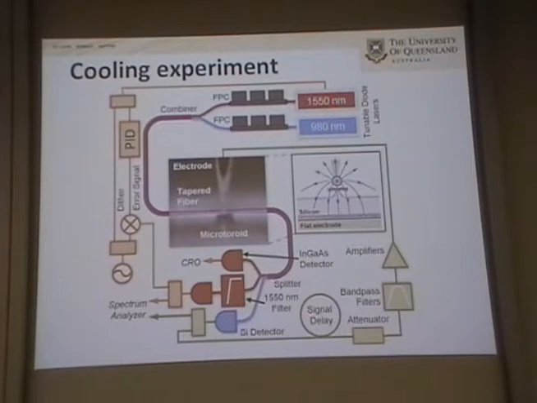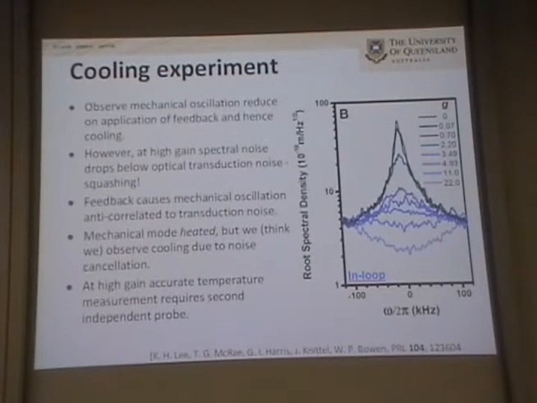We've got two lasers, one at 1550 and one at 980 nanometers. I'll talk about why we have two in a minute. We couple them into the toroid and we detect its motion with both of them. We take the 1550 nanometer signal and we feed that back. We take the 980 nanometer signal and we feed that back through a delay line onto the electrode, which then acts to damp out the motion, the Brownian motion of the toroid. So this is what you observe on what I'm going to call the in-loop probe.